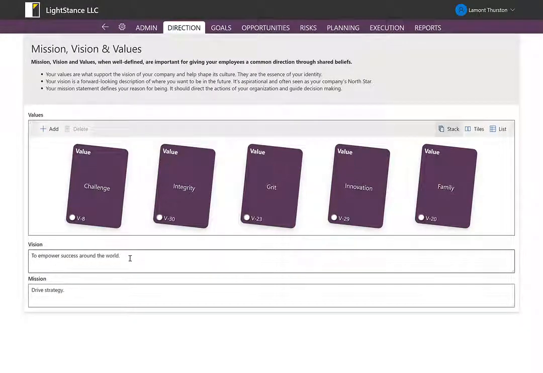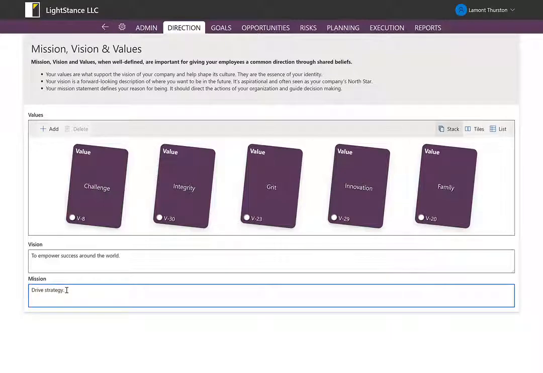We also use the system to capture what the vision is for the future. The forward-looking description of where you want to be, how you want the world to perceive what you've done in the past 5 years, 10 years, 20 years. So that big picture aspirational vision statement can be captured here.